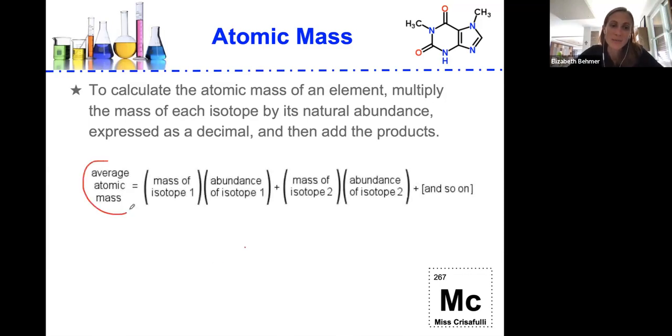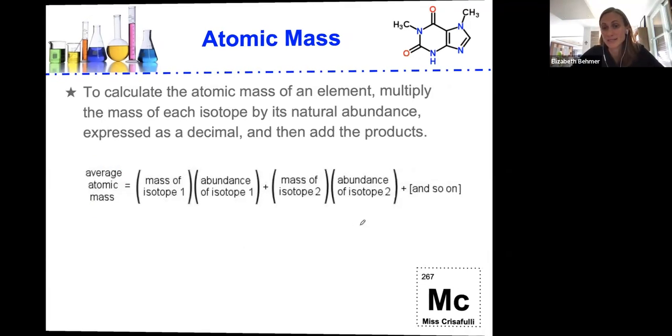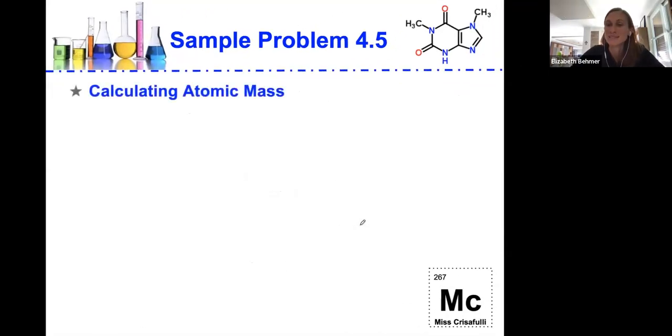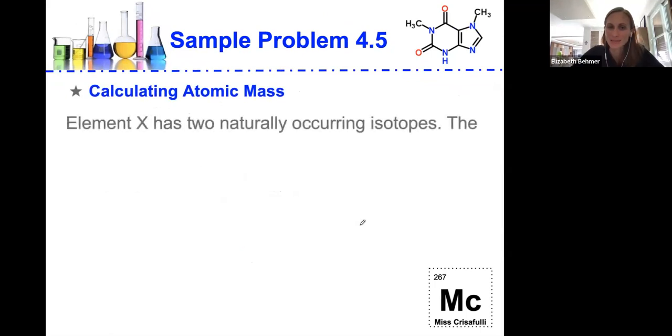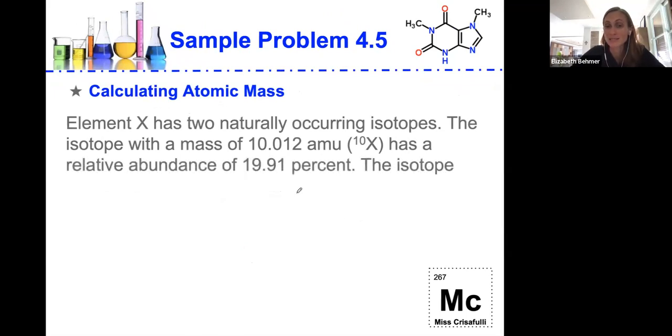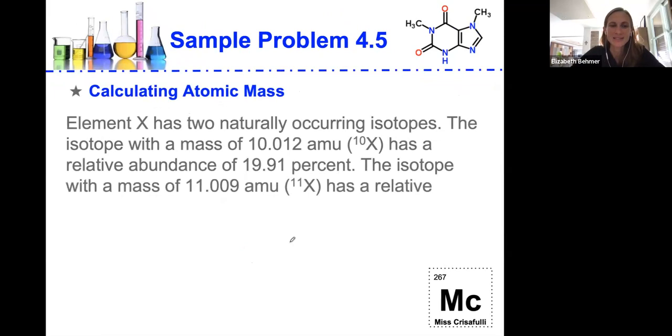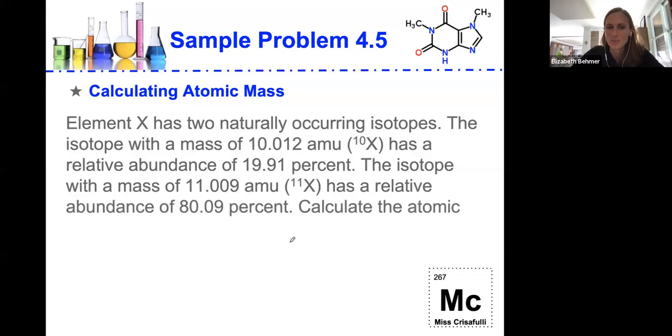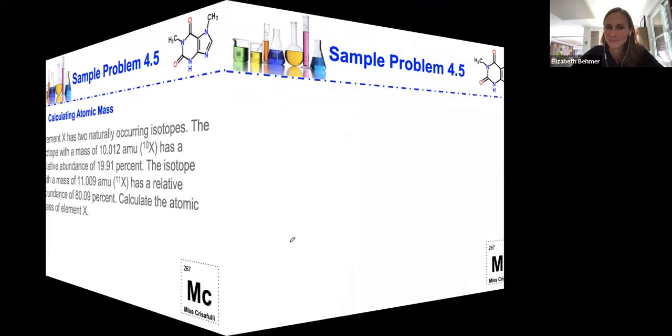So the average atomic mass would take the mass of isotope 1 times its abundance plus the mass of isotope 2 times its abundance. So let's go through a sample problem calculating the atomic mass. Element X, for example, has 2 naturally occurring isotopes. The isotope with a mass of 10.012 has a relative abundance of 19.91%, and the isotope with a mass of 11.009 has a relative abundance of 80.09%.